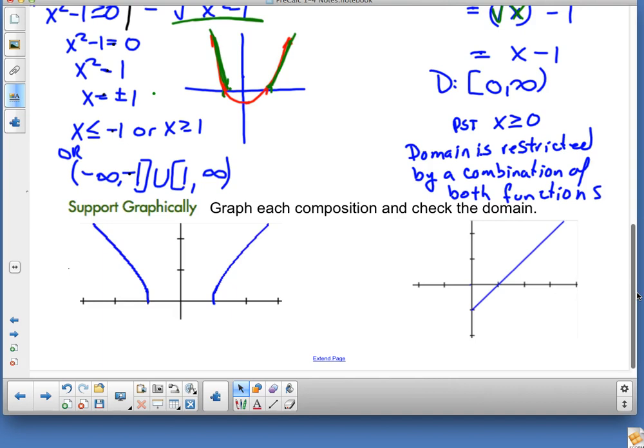But look at the graphs. These are the graphs that should come up when you graph these two compositions. Okay? At least if I ask you to graph them based on our domain we defined, this is what they should look like.